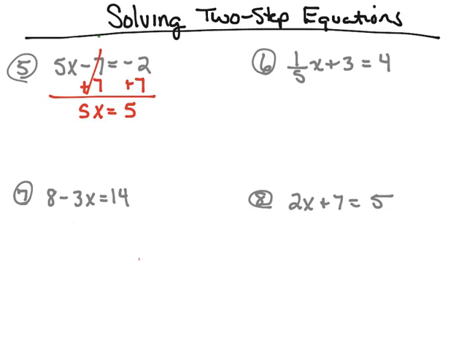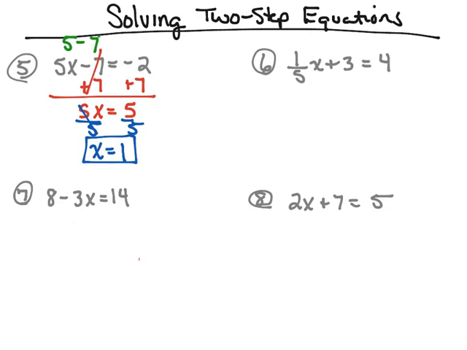The next thing I'm going to do is the opposite of multiplying by 5, which is dividing by 5. And if I divide 5 by 5, 5 divided by 5 would give us a 1. Therefore, the solution to this equation is 1. Real quick, I'm going to check my work here. If I replace x with a 1, if I multiply 5 times 1, that gives me a 5. And if I subtract 5 minus 7, 5 minus 7 does equal a negative 2. So I know I have the correct answer here.